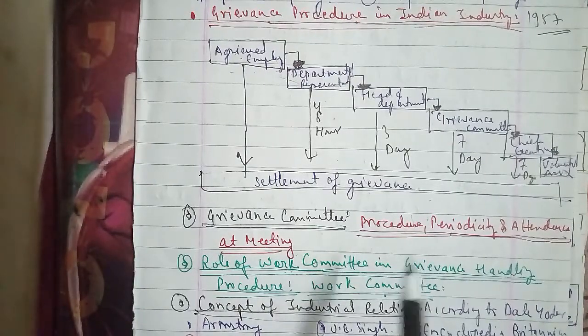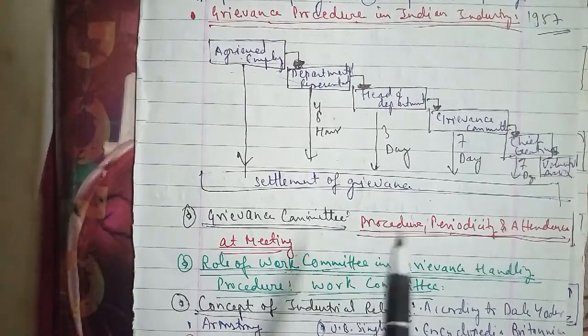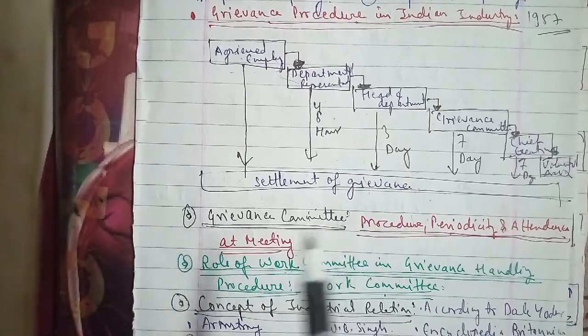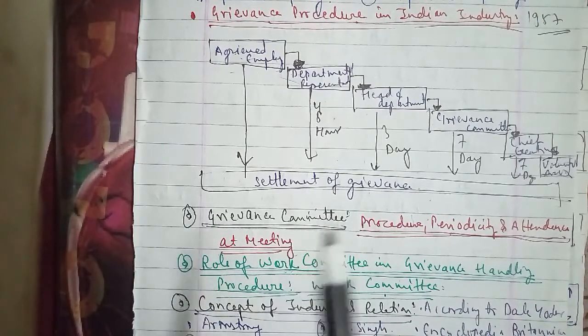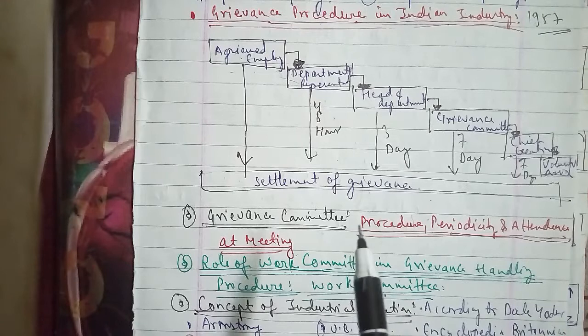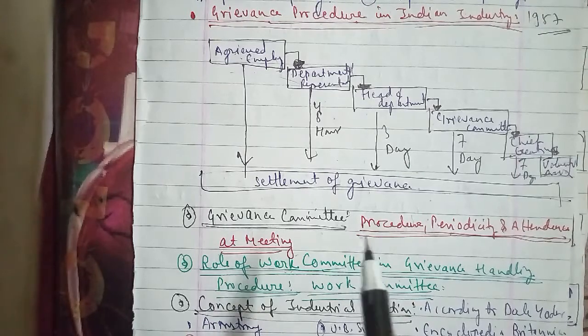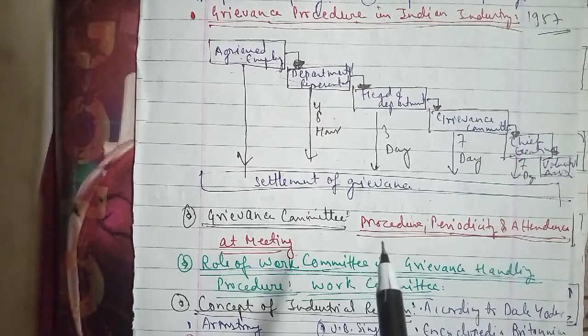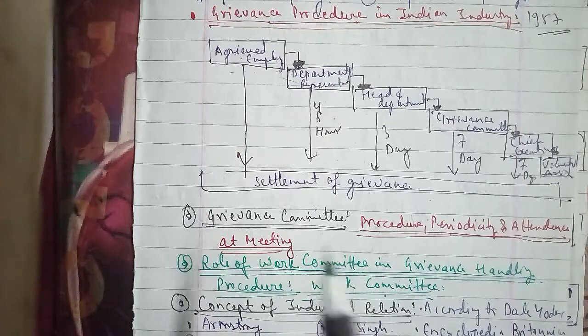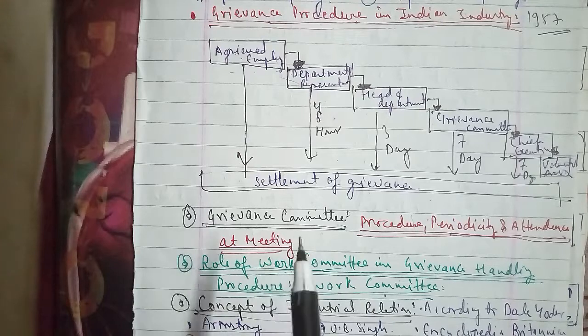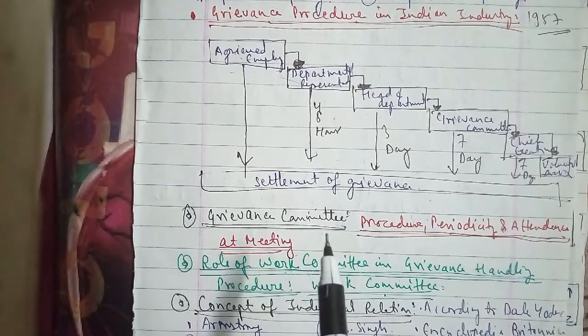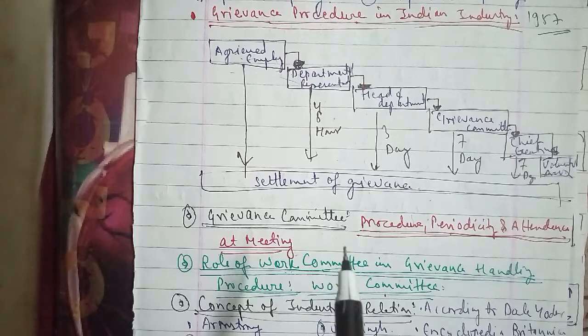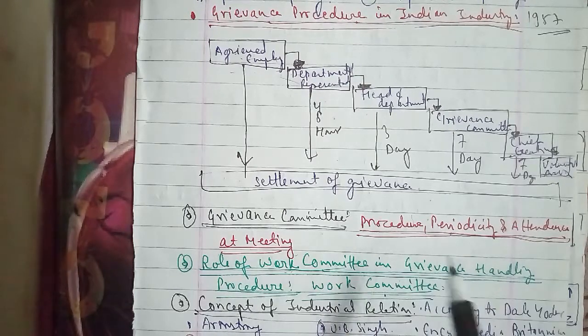So according to Dale Yoder, the concept is used to denote the collective relationship between management and workers, and this is also called labor relations. The term industrial relations comprises two terms, industry and relation. Industry refers to any productive activity in which an individual or a group of individuals is or are engaged, and industrial relationship refers to the relationship that exists within the industry between the employer and his workmen or employees.